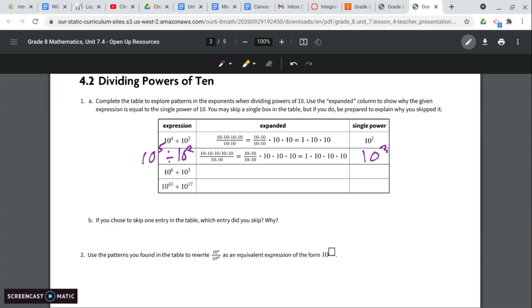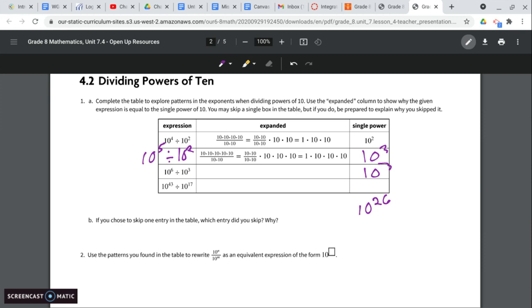Now, what do you notice is happening here? 5 minus 2 is 3. 4 minus 2 is 2. 6 minus 3 is 3. So this will be 10 to the 3rd. And the last one, 43 minus 17, which obviously is the one that we are not going to write out the expanded form for, is 10 to the 26th.